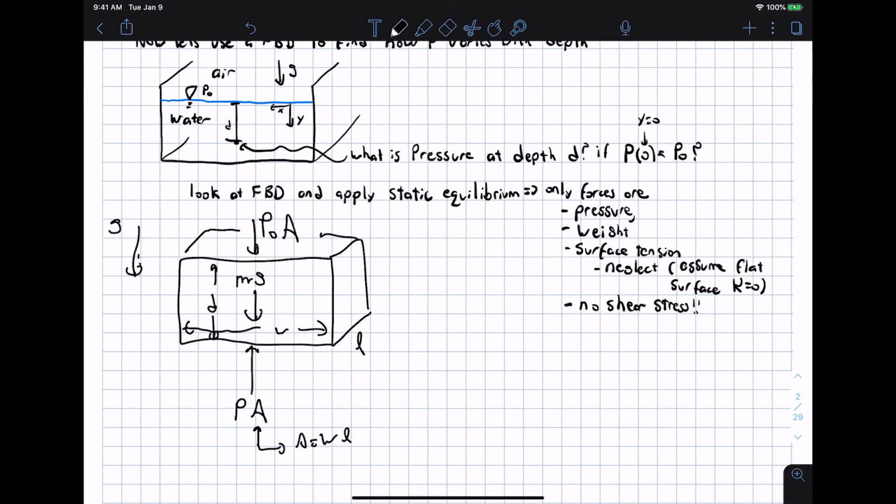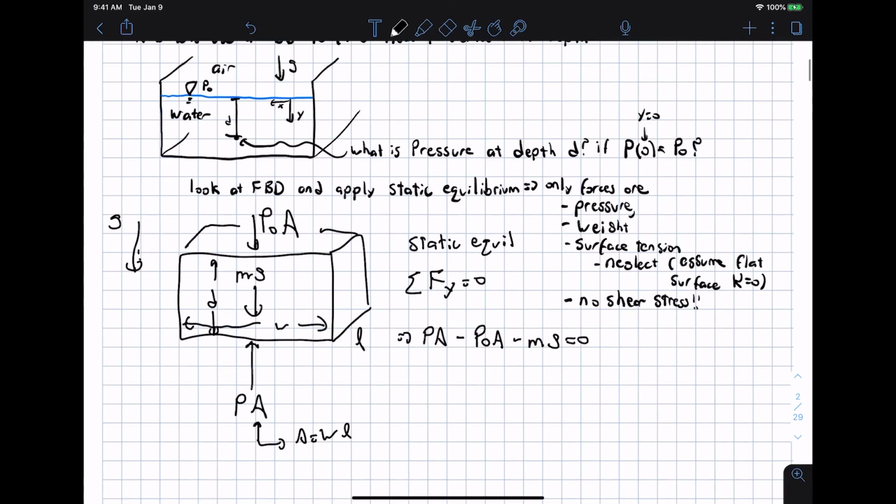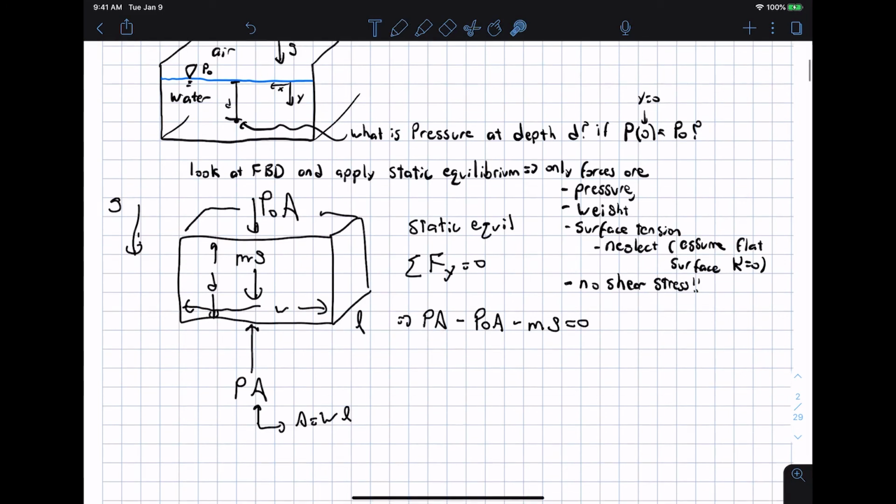Okay, so we apply static equilibrium. And we're only considering the forces in the y direction, which is why I neglected the pressure pushing on the side. We will deal with that more generally later on. So static equilibrium means that the sum of forces in the y direction is equal to 0. That implies that P times A, going up, minus P naught times A minus the weight, is equal to 0. And recall that this A here is just simply L times W.